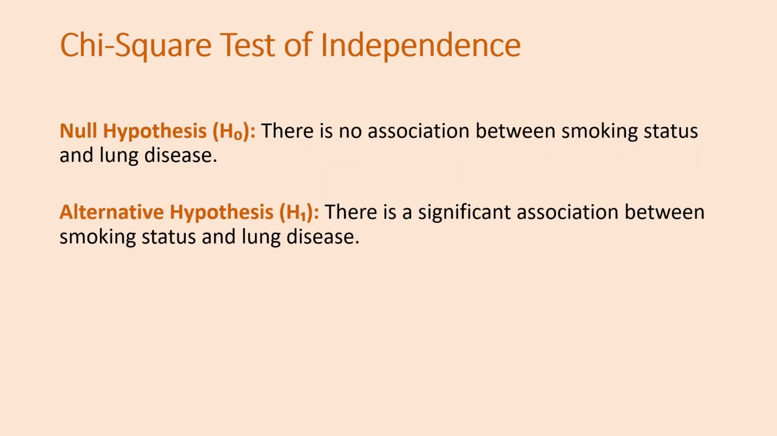Chi-square test of independence hypothesis. The null hypothesis: there is no association between smoking status and lung disease. The alternative hypothesis: there is a significant association between smoking status and lung disease.